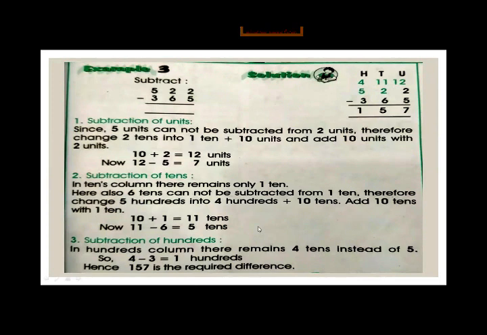Now subtraction of hundreds. Now come to the hundreds column. In the hundreds column, there remains 4 instead of 5 because this 5 gave one borrow to the tens. Okay, it will become 4. So when you subtract 4 minus 3, it will become 1. So your required difference is 156. Hope you all understand these examples.